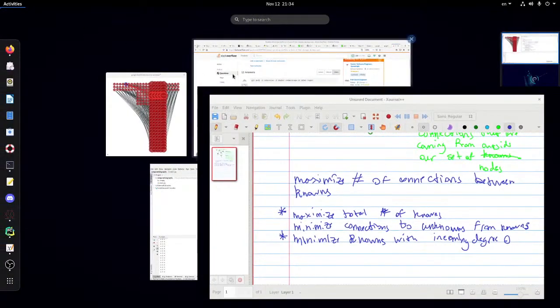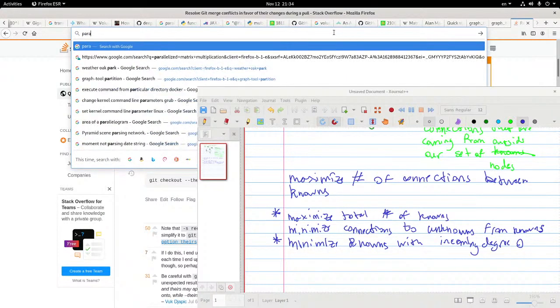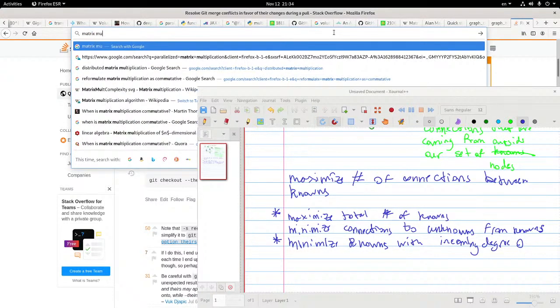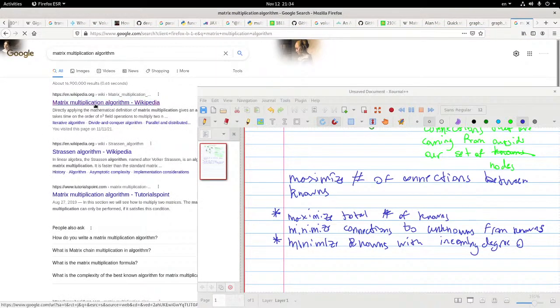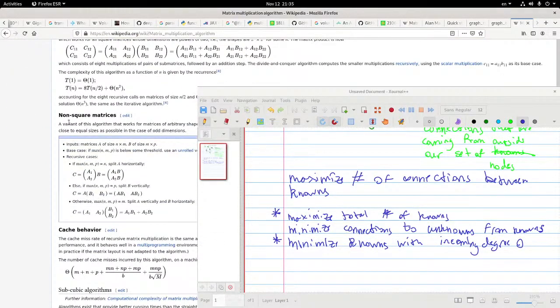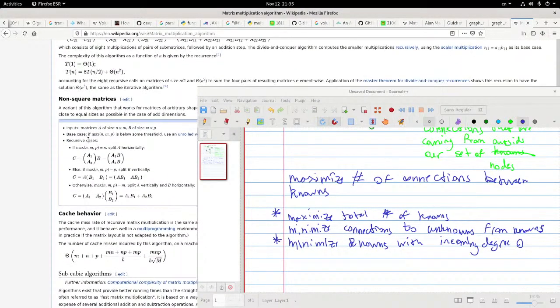I was doing some reading about parallel matrix multiplication algorithms. What was super interesting is this recursive algorithm, divide and conquer for non-square matrices. I thought this was super interesting and super promising.